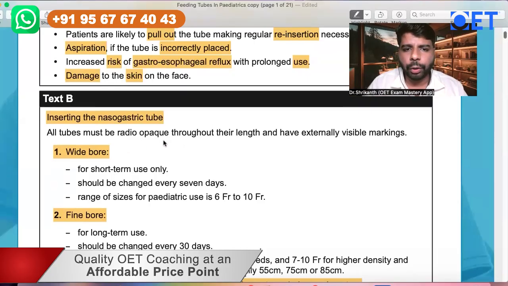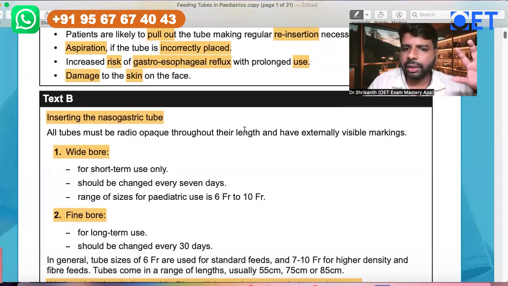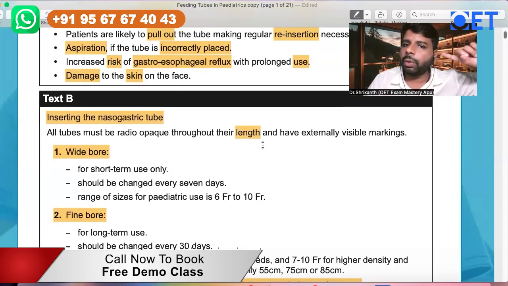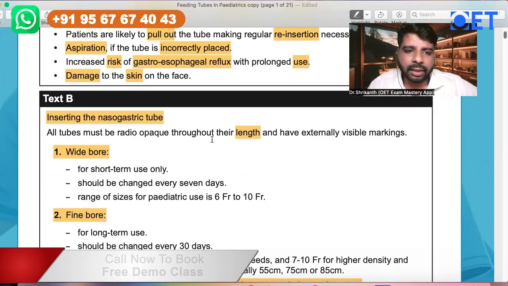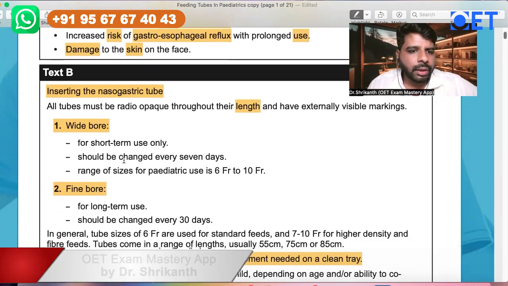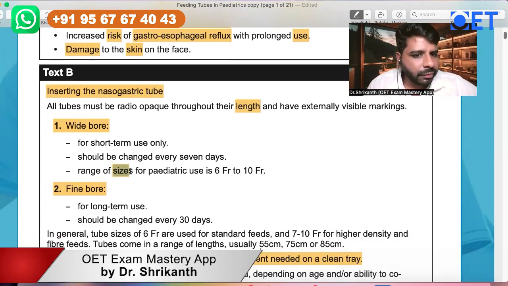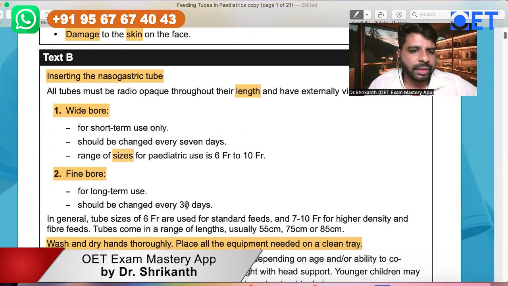All tubes must be radio-opaque throughout their length. Okay, so here length is mentioned, but what is your duty? Calculating. The medical staff is supposed to calculate the length, so we need calculation. We don't have anything related to that. For short-term use, ranges of size. Now we are talking about different sizes over here. Long-term should be changed every month.